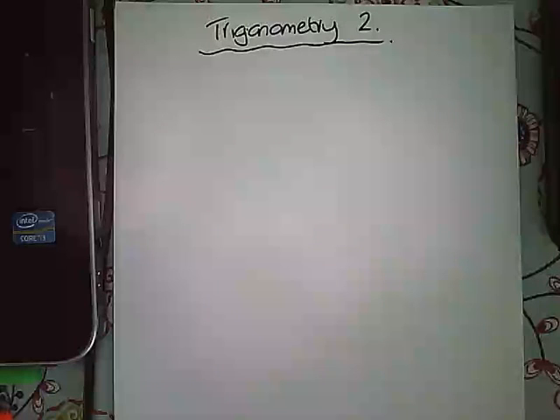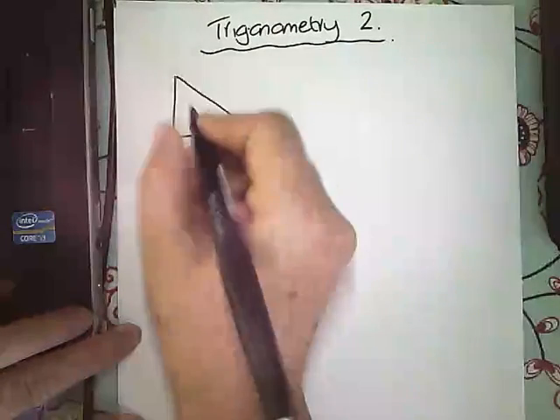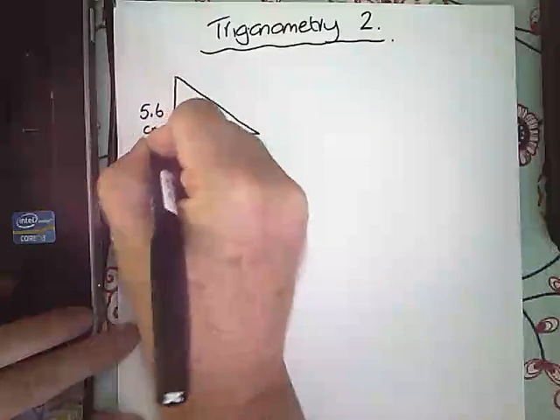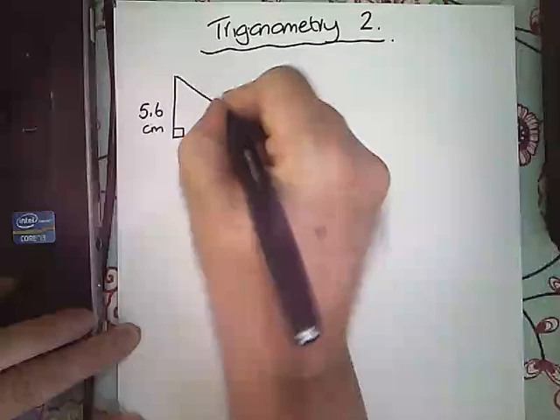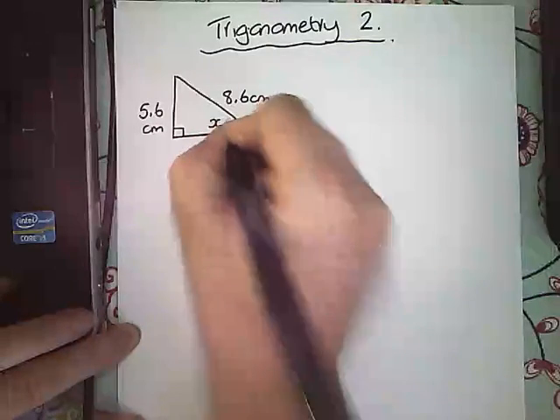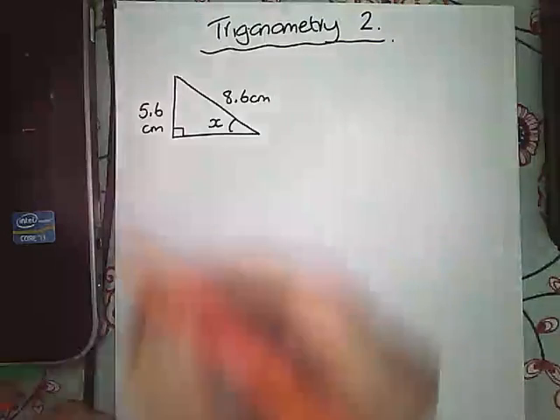Hi and welcome to the second trig video, and in this one I'm going to be finding the angle in a right angled triangle. So once again we are starting off with our right angled triangle. This is 5.6 centimetres, this is 8.6 centimetres, and we want to find this angle here, and we're going to call that x. So once again we label up the sides.